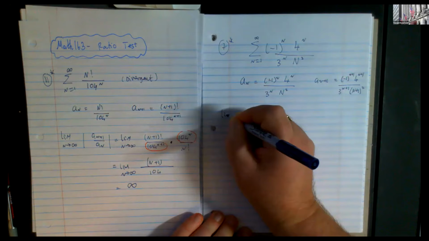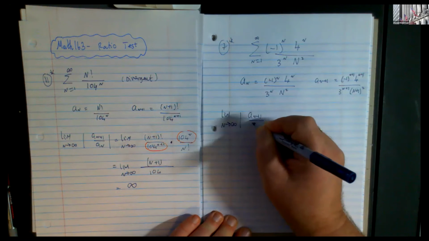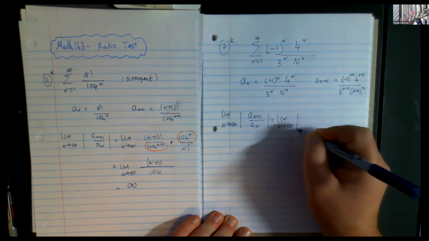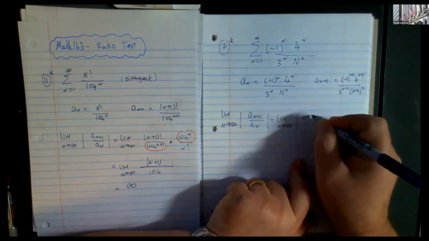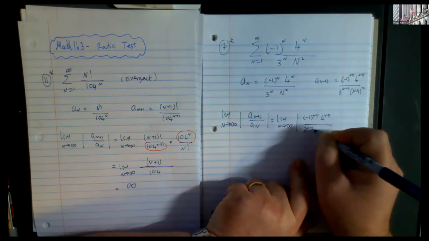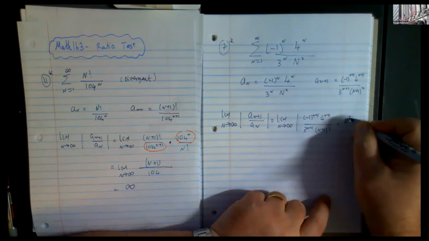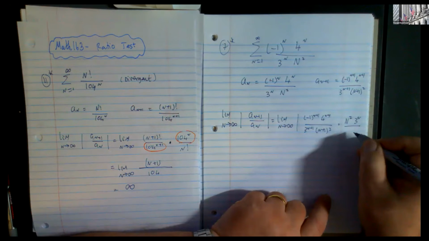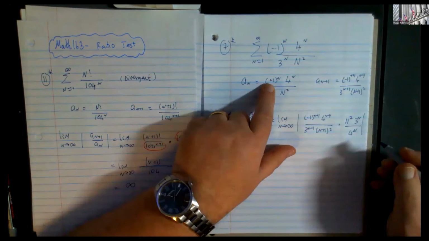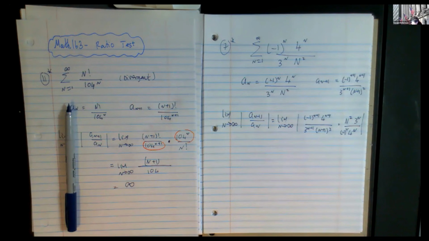So it's going to be the limit as n tends to infinity of the absolute value of this guy over this guy, which is going to be the limit as n tends to infinity of this fella and the other guy turned upside down. And I forgot about the -1 guy. There we go.